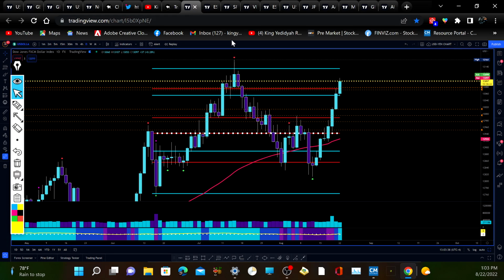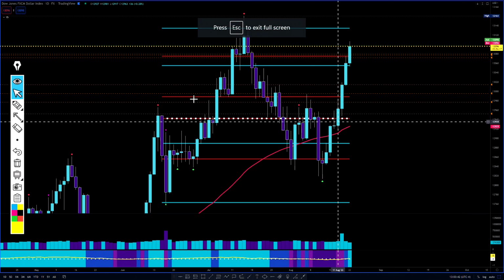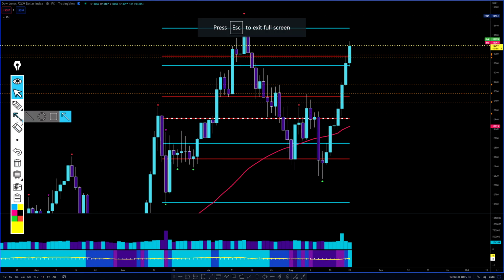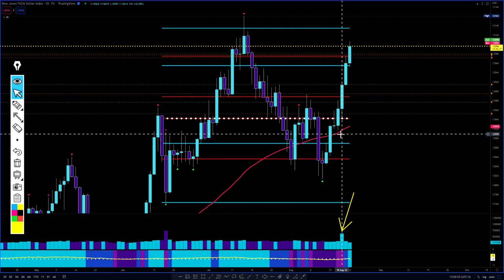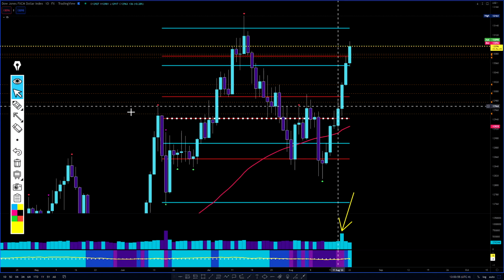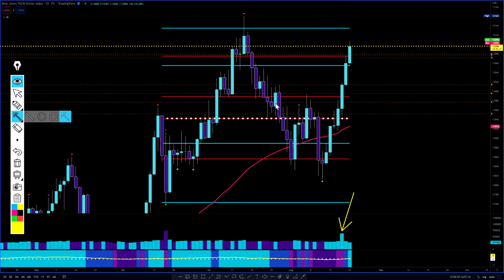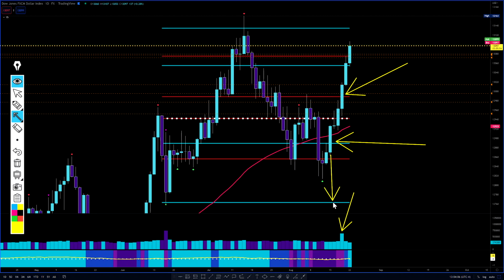Let's see here. So the daily chart on the US dollar as well. This is something I noticed here. This big volume right here. Let's see what candle that coincides with. Alright, so it's coinciding with this candle right here. Now this candle here, look at the volume on this.